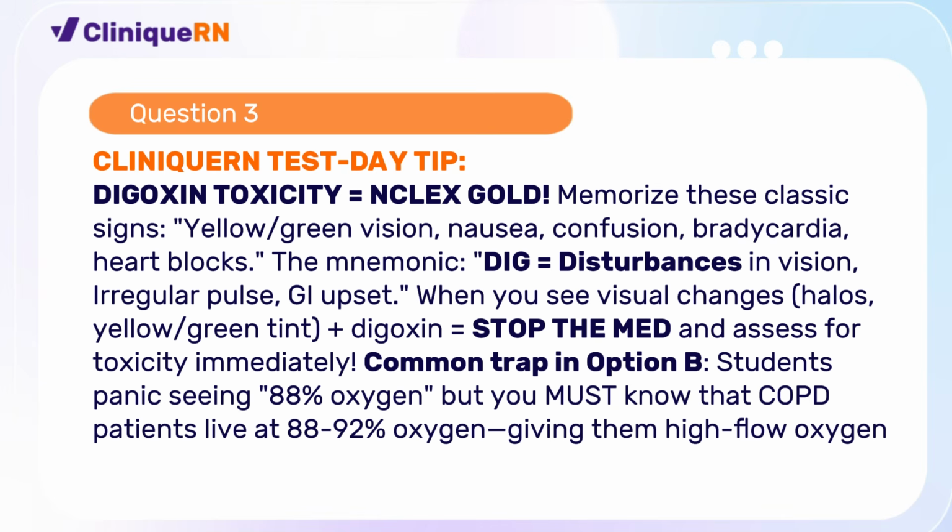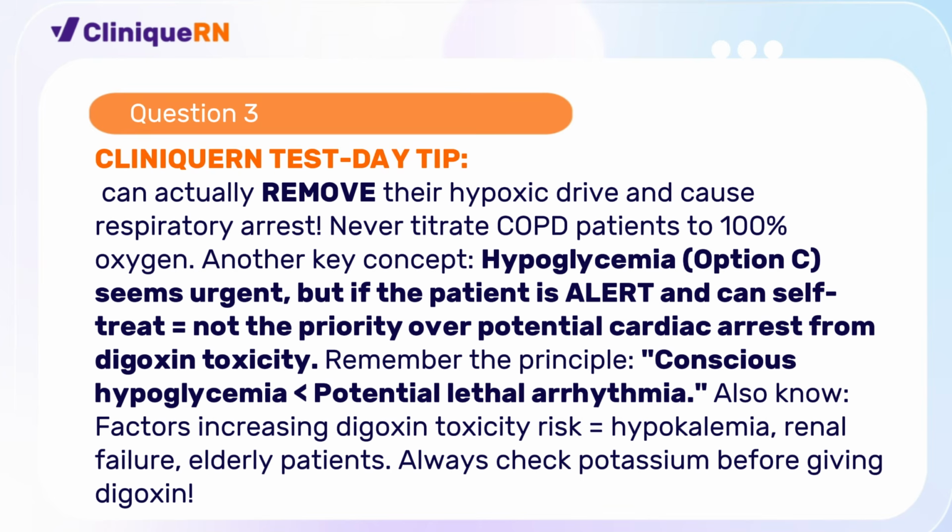Another key concept, hypoglycemia, option C, seems urgent, but if a patient remains alert and retains the ability to self-treat, they are generally not considered the highest priority over potential cardiac arrest from digoxin toxicity. Remember the principle: conscious hypoglycemia is less urgent than potential lethal arrhythmia. Also know, factors increasing digoxin toxicity risk include hypokalemia, renal failure, and elderly patients. Always check potassium before giving digoxin.